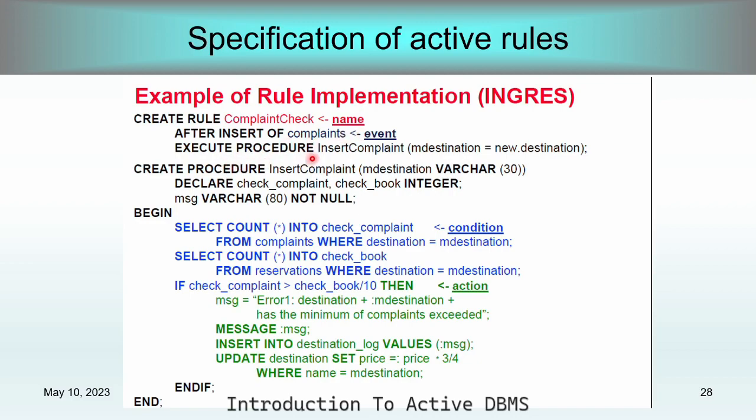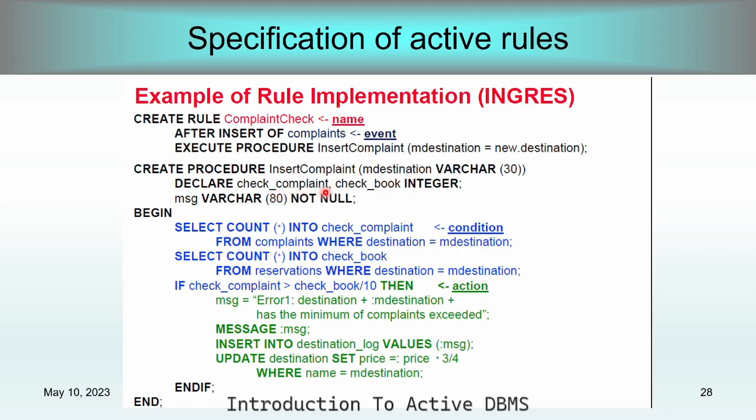Then what is an action? Execute procedure insert complaint, M destination is new destination. So here you could see the action part needs to be defined since action is a procedure here. So you can define create procedure insert complaint. So insert complaint has, you have to define M destination.